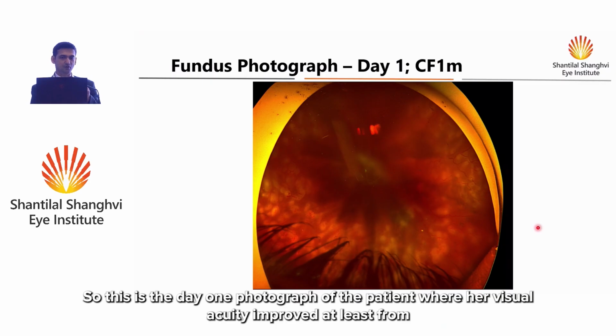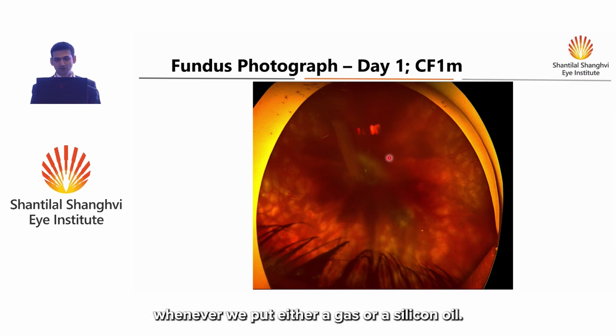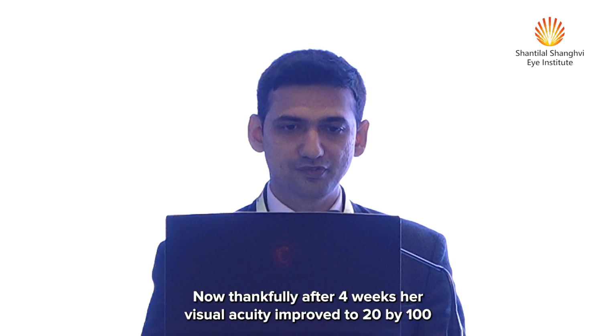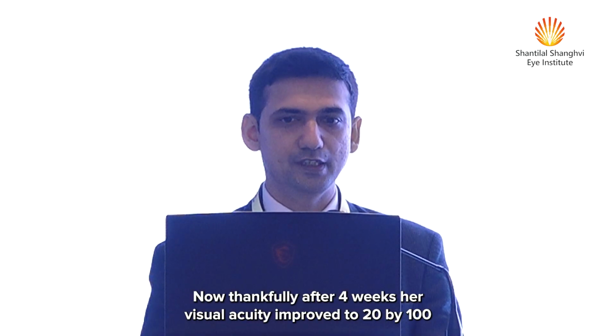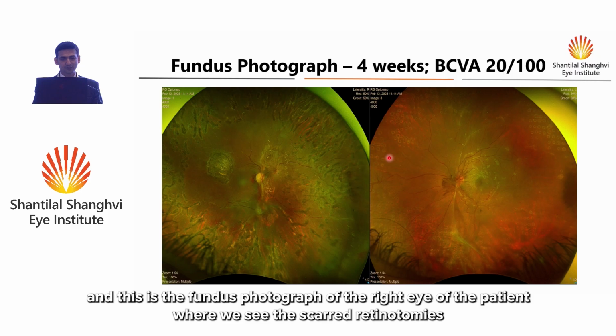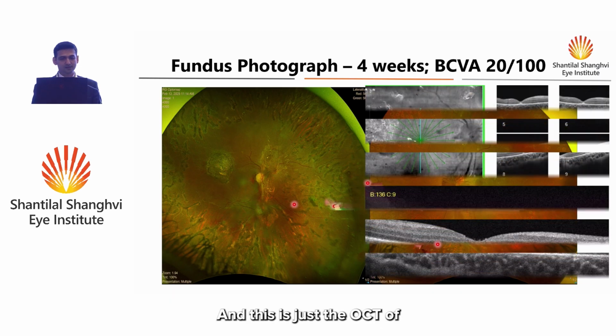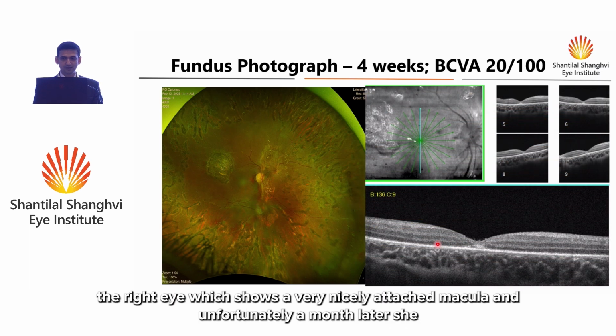So this is the day 1 photograph of the patient, where her visual acuity improved at least from hand movement to CF 1 meter. We usually see cataract development in the early post-op period whenever we put either a gas or a silicone oil. Now thankfully after 4 weeks her visual acuity improved to 20 by 100, and this is the fundus photograph of the right eye where we see the scarred retinotomies, and in the left eye the laser marks were also done. And this is just the OCT of the right eye, which shows a very nicely attached macula.